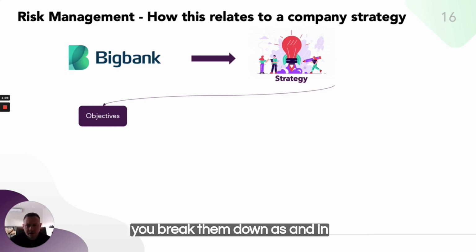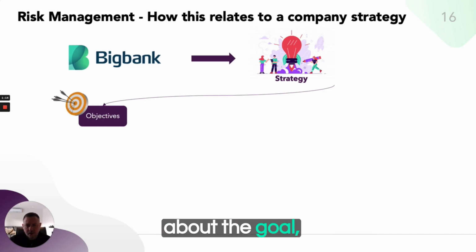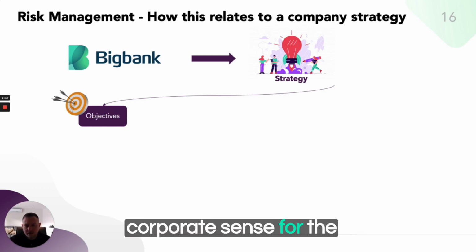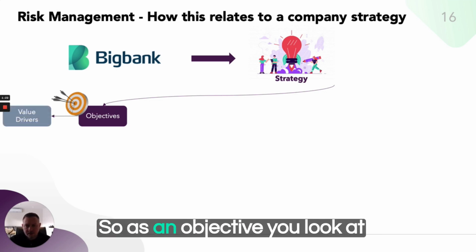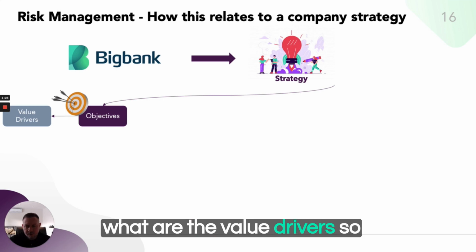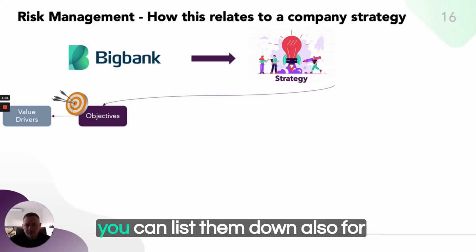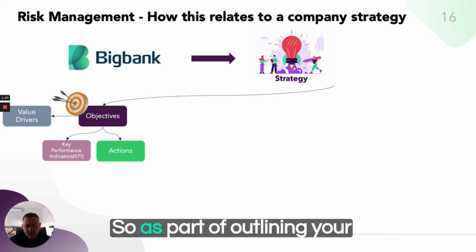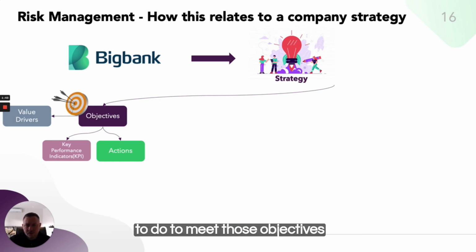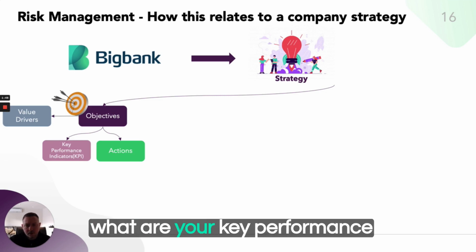When you look at objectives, you break them down, and in this capacity, what you learned in Chapters 1 and 2 about the goal, you just swap the goal in a corporate sense for the word objectives. So what was your goal before is now your objectives, and there's a similarity there. As an objective, you look at what are the value drivers, so what will drive you towards your objective and thus goal, and then you can list them down. Also, part of objectives is actions, so as part of outlining your objective, that breaks down granularly into actions you need to do to meet those objectives. And from that you can discern what your key performance indicators are.